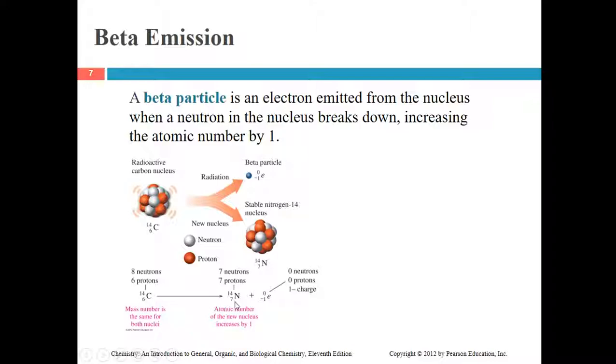Great. Well, so then we need this item to have a mass of 14. Why? Because 14 plus 0 is 14, and that's what our carbon-14 was.